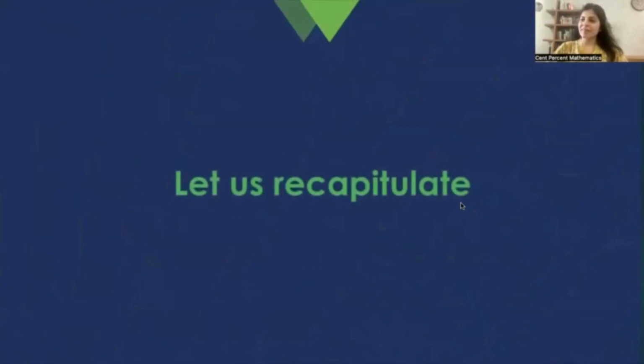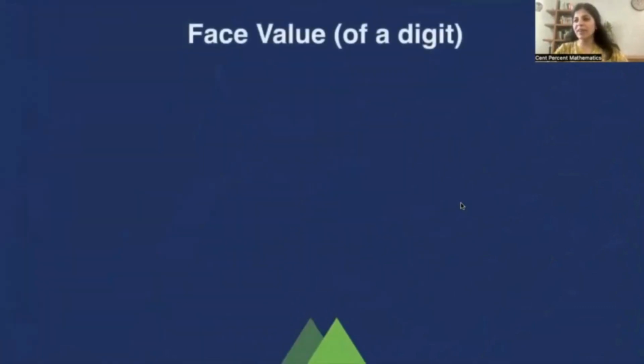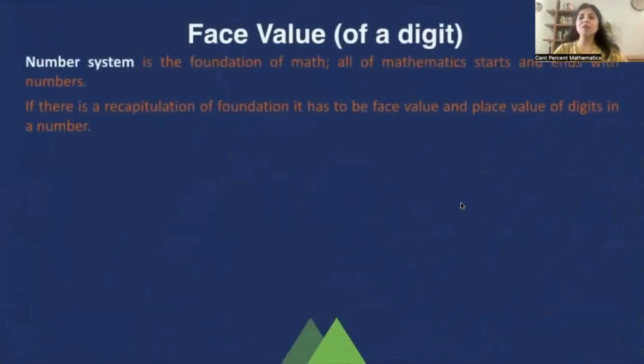So let us recapitulate. And the first thing we need to lay the foundations on is the number system. Now, number system is the foundation of math. Why? Because maths starts and ends with numbers. We just have numbers all around in mathematics. And if something has to be laid the foundation to, it is the number.